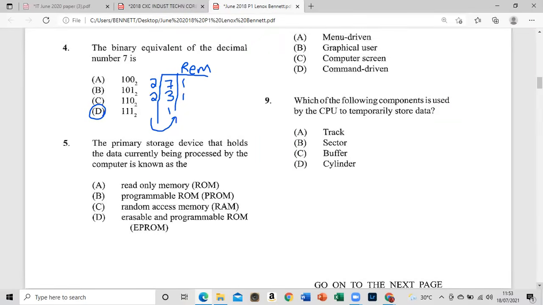Number 5 said, the primary storage device that holds all the data currently being processed by the computer is known as? Is it the read-only memory, the ROM? Is it the programmable ROM? Or is it the random access memory, RAM? Or is it the erasable and programmable ROM? Type in the answer right there.